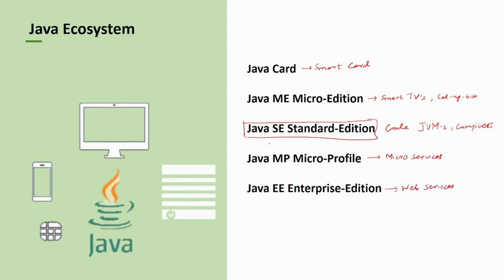So this was the general ecosystem, but our focus will always be Java Standard Edition. For the others, we just need to have information about them: Java Card, Java Micro Edition, Micro Profile, and Enterprise Edition. We don't need to study them in much detail. If you want to make any projects in Java, you can choose any of these. You can even make projects in Standard Edition, or you can choose Micro Profile or Enterprise Edition for web services or something and make your projects.